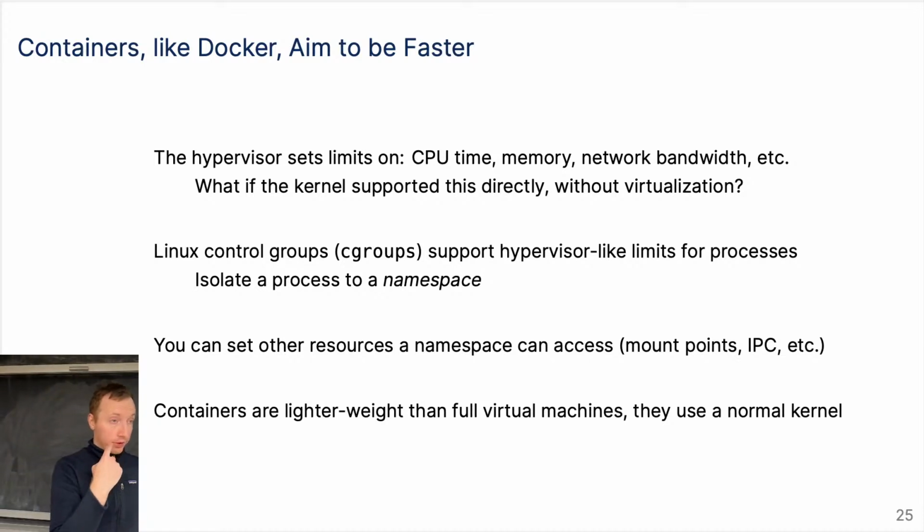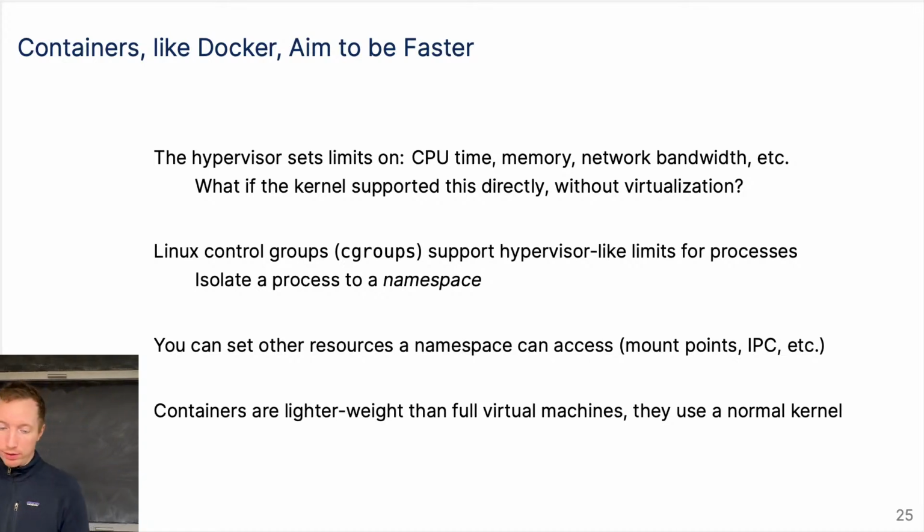So containers, something like Docker, aim to behave exactly like that, where you can just package up an application real nicely with all of its dependencies and you don't have to worry about anything. But it wants to be faster and actually use the same kernel. So if we go back and remember why we actually want to do these things: in addition to freezing all the dependencies, we also get some nice benefits of the hypervisor, where you can set limits on the CPU time, network utilization, memory, things like that.